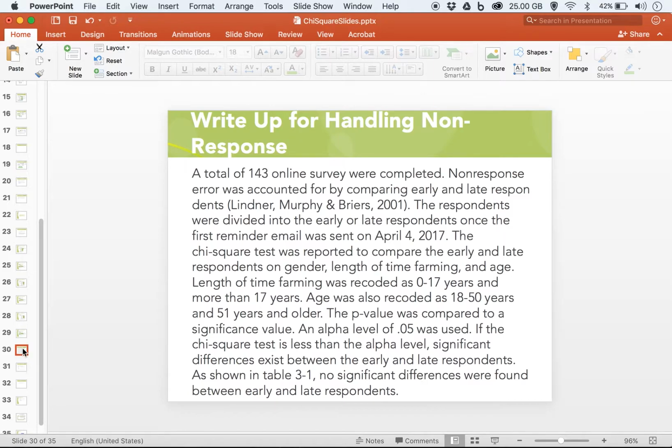The p-value was compared to a significance value, and an alpha level of 0.05 was used. If the chi-square test is less than the alpha level, then significant differences exist between our early and our late respondents. And as shown in Table 3.1, no significant differences were found between early and late respondents.